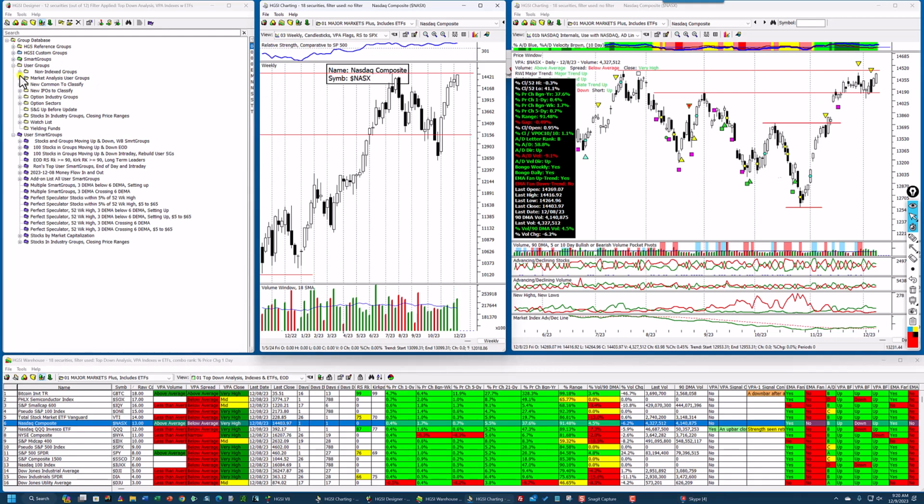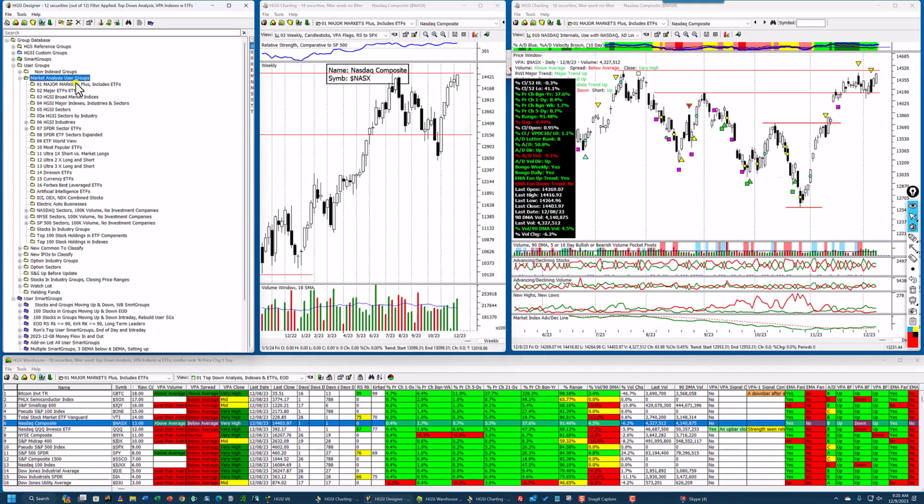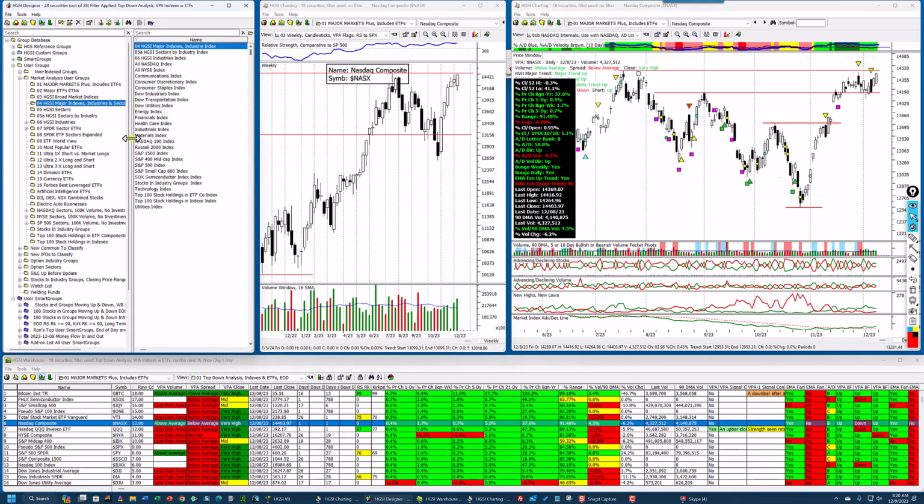Now the next place I go is my market analysis user groups, and I'll either use my broad market indices or the major markets along with sectors. Now if I scroll this over here, you can see all of the indexes that are in here.